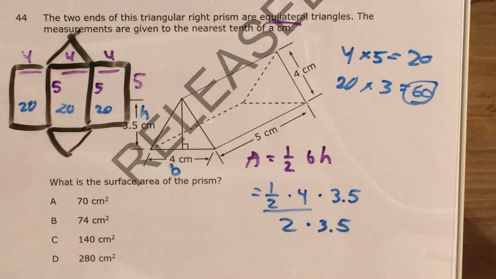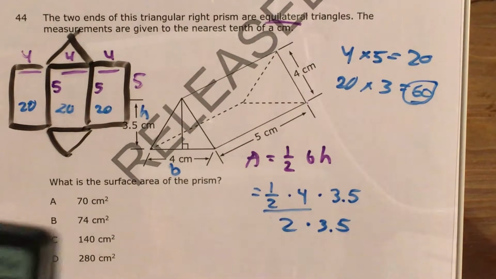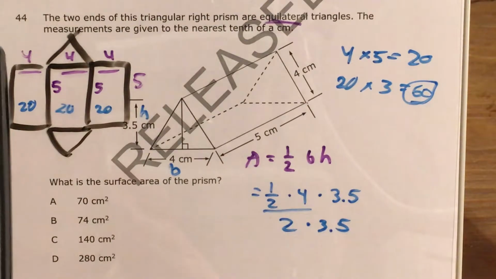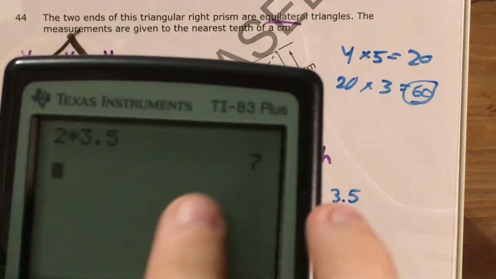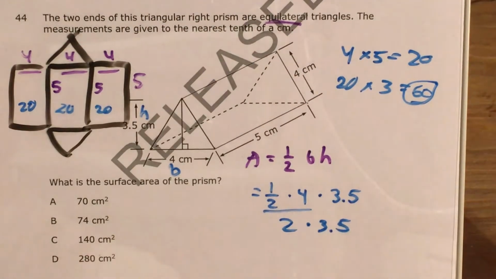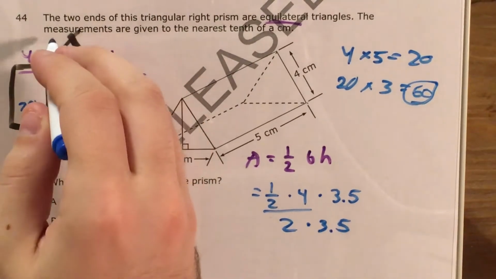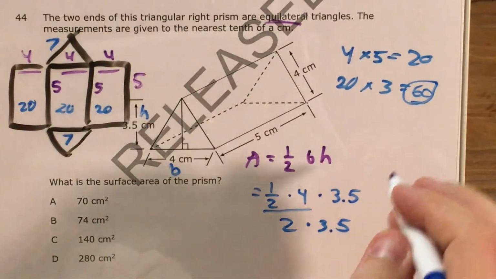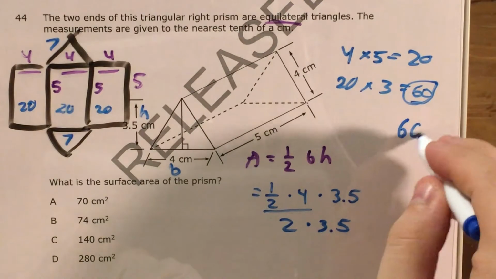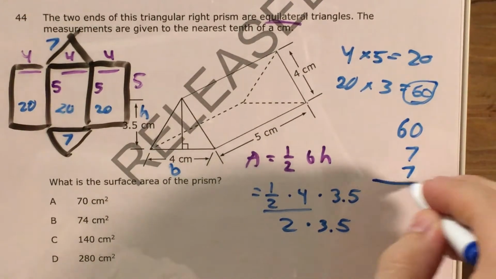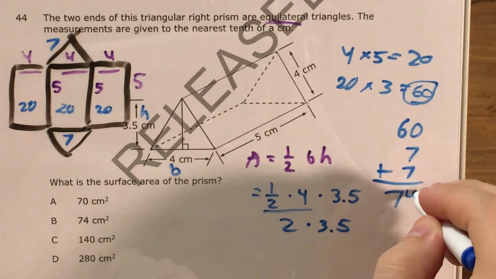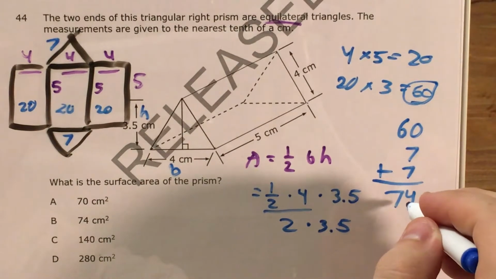1/2 times 4 is just 2, and 2 times 3 1/2. Did I say 3 1/10 earlier? Who cares? Let's see, 2 times 3 1/2 is going to give us 7. So one of these triangles is 7, which means the other one has to be 7 as well. So 60 for the rectangles, 7 and 7. If I add these all up, that will give me a total answer of 74.